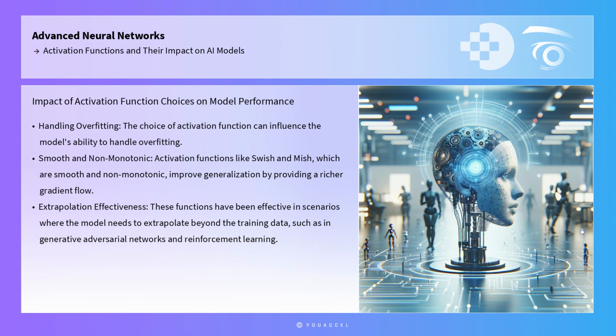Moreover, the choice of activation function can also influence the model's ability to handle overfitting. Activation functions like swish and mish, which are smooth and non-monotonic, have been shown to improve generalization by providing a richer gradient flow. These functions have been particularly effective in scenarios where the model needs to extrapolate beyond the training data, such as in generative adversarial networks and reinforcement learning.